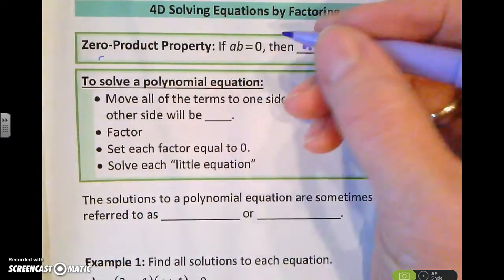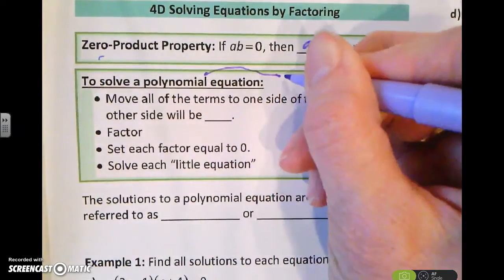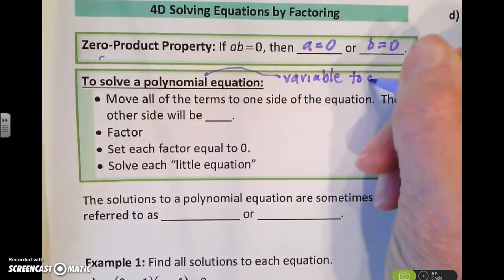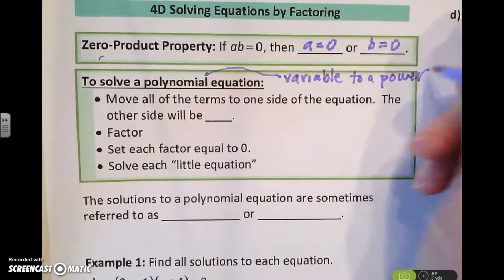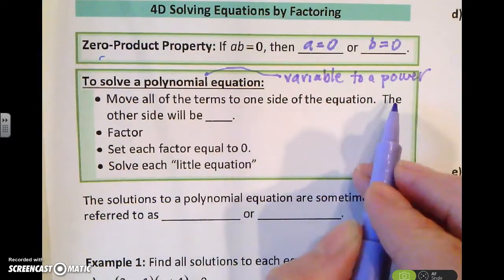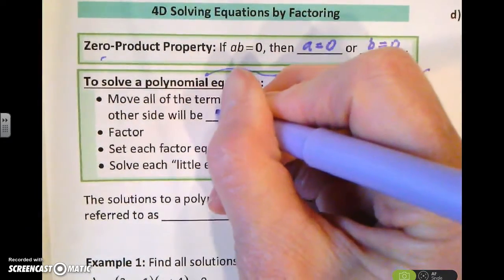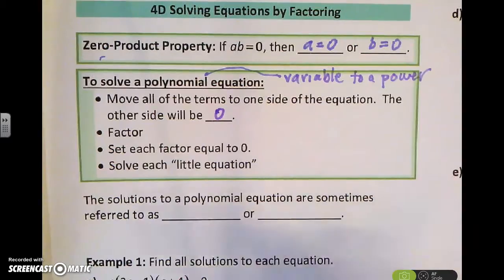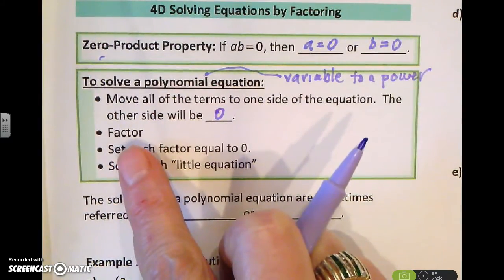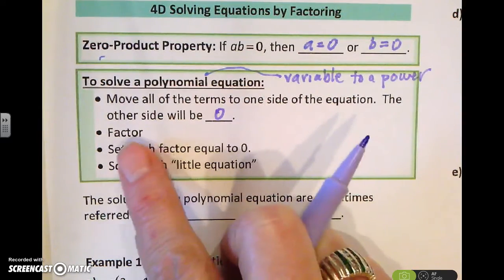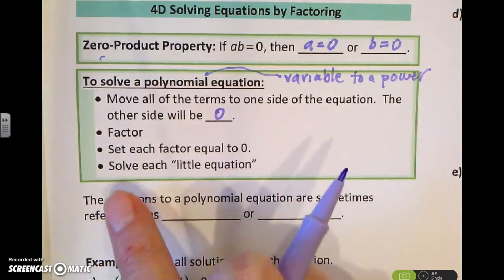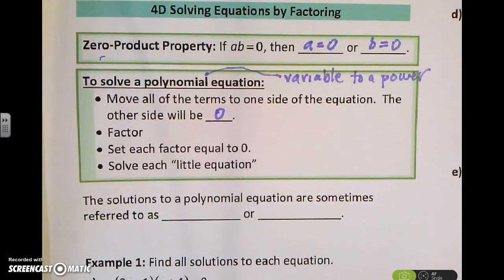To solve a polynomial equation, so a polynomial is going to have a variable to a power, we're going to move all the terms to one side of the equation, and then the other side will be left with 0. So we'll have a polynomial equal to 0. We're going to factor the polynomial using all the rules that we learned previously. We're going to then set each factor equal to 0, and then solve each little equation.